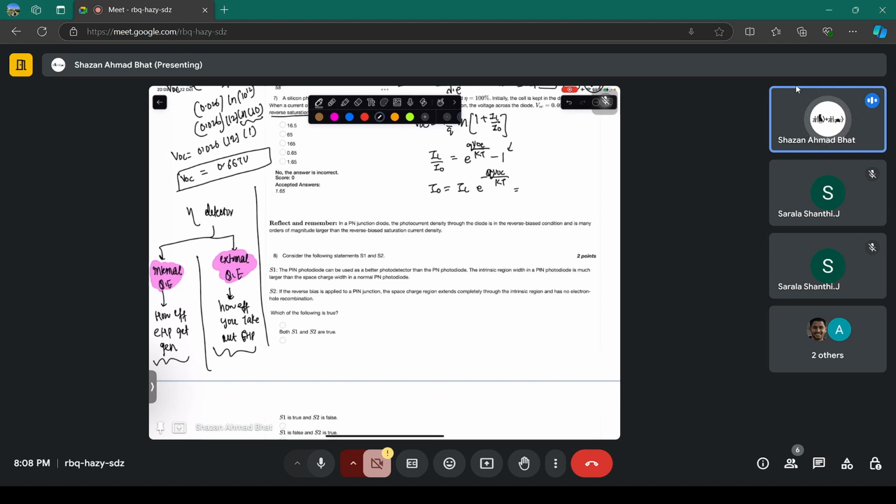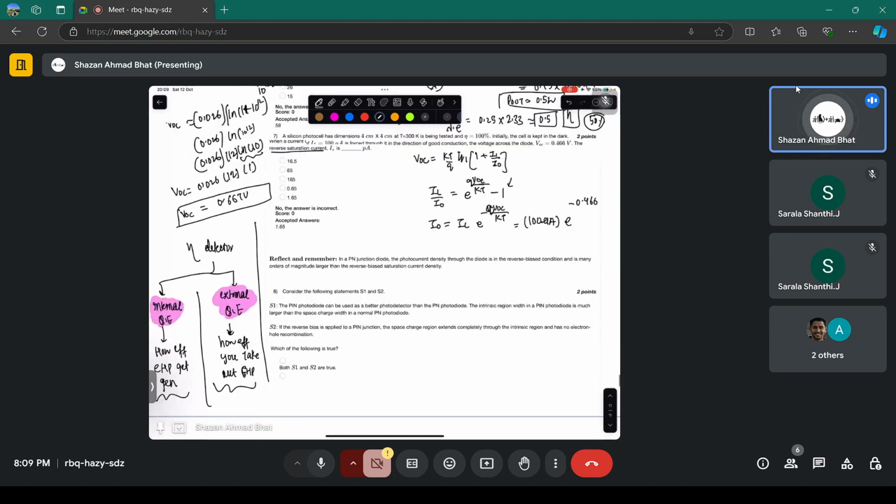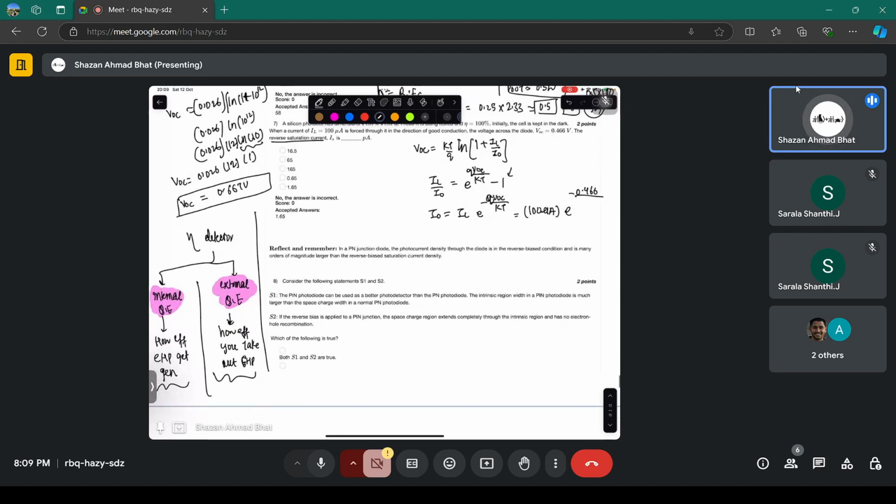Everything is given. This is 100 microamps times e to the power minus 0.466 times the electronic charge divided by kT, which is 0.026. And you will find that you will get approximately 1.6 times 10 to the power minus 12 amps, which is approximately 1.65 picoampere of the reverse saturation current. 1.65 is the closest, so this is the answer to this question.